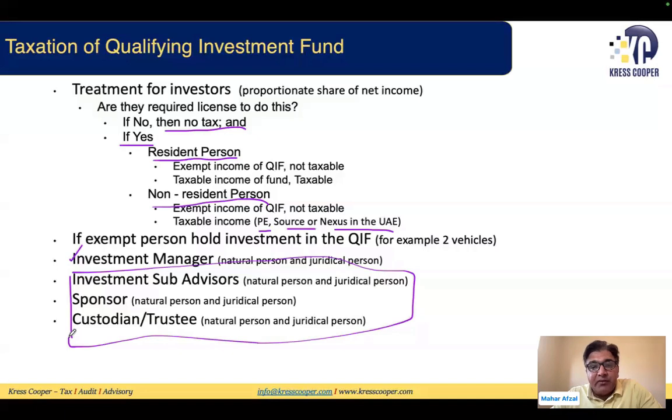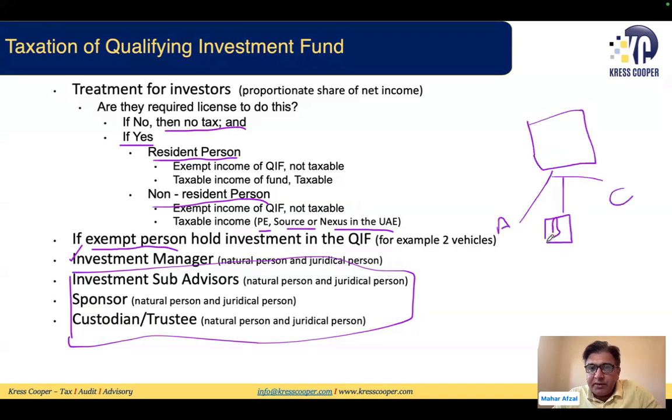If an exempt person holds investment in the qualifying investment fund, just look at this. This is the investment fund. As we discussed earlier, three investors are there, A, B, and C. Say B is a government entity. Government itself is exempt from corporate tax. If so, whatever B is getting as net share of income from the fund, this income will not be subject to tax in the hand of B. This is basically if an exempt person holds investment in a qualifying investment fund, the income will not be subject to tax in the hand of the exempt person.